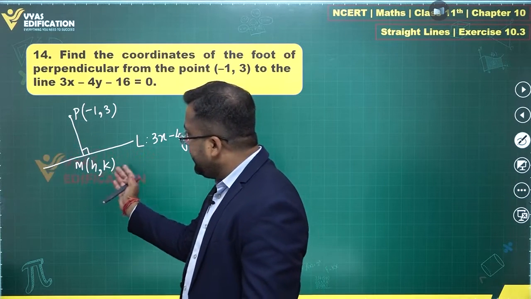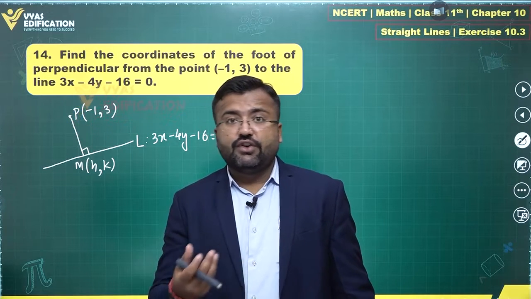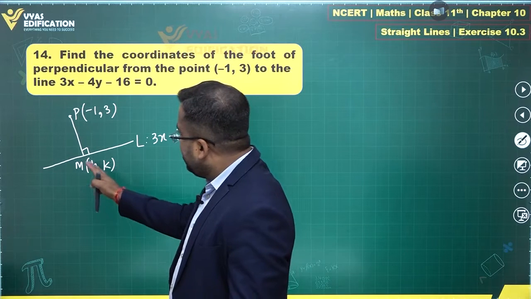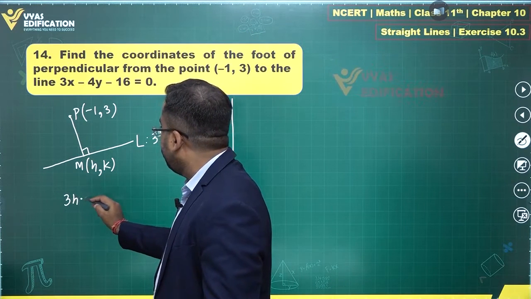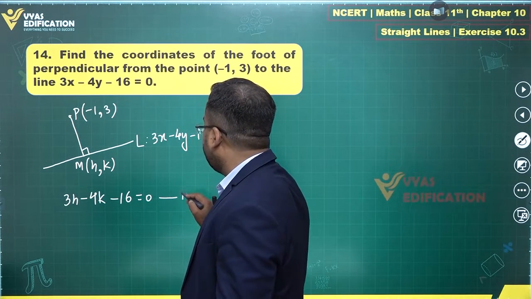Okay, so we need H and K. There are two unknowns, right? And for solving for H and K, you will need two equations. One of the equations can be directly seen: the point M lies on this particular line. Therefore, 3 times H minus 4 times K minus 16 is equal to 0. This is equation number 1.